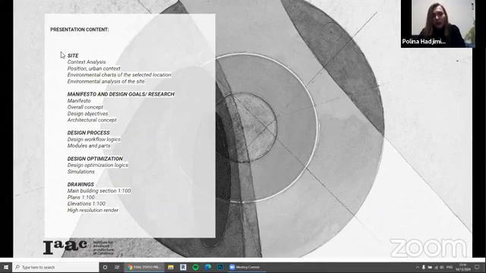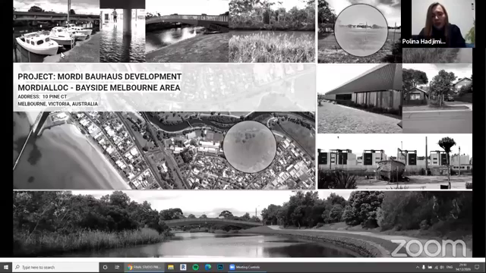Our project is located in Melbourne, Australia, in a residential area called Mordialloc. It's very close to the ocean and also to a beautiful natural reserve and a river that is joining the ocean.